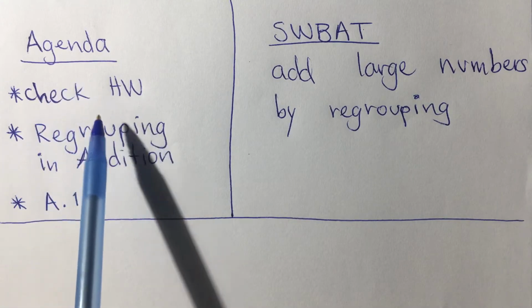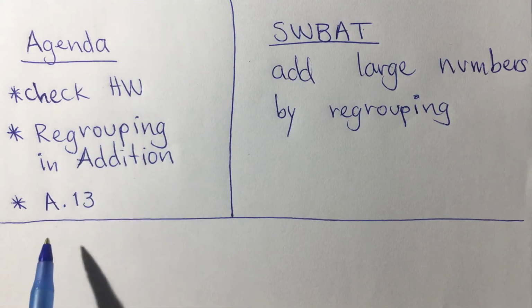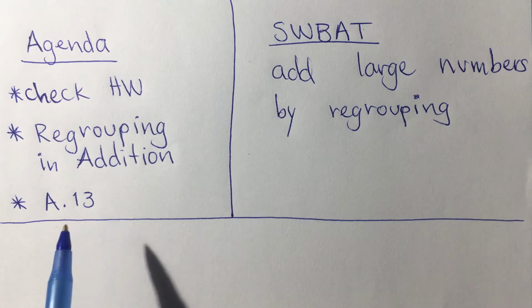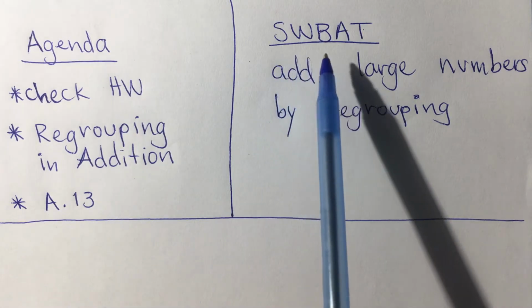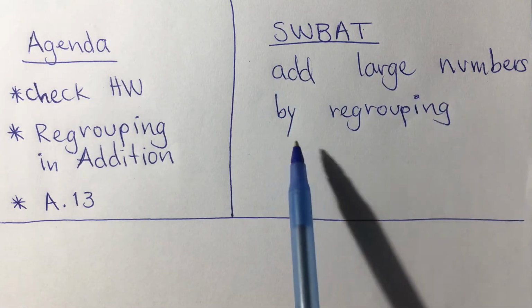Students, today's agenda is to check homework. We'll be regrouping in addition, and you will be able to do page 13 from module A. Today, students will be able to add large numbers by regrouping.